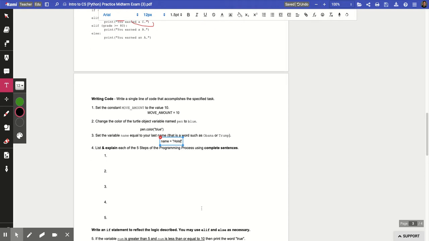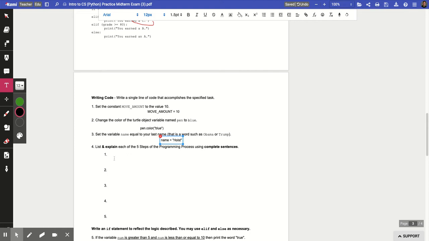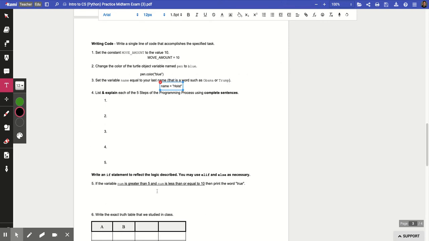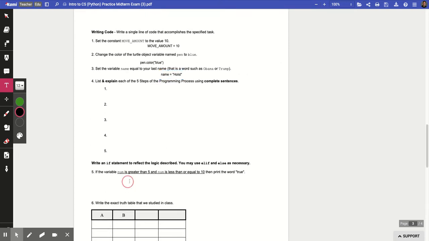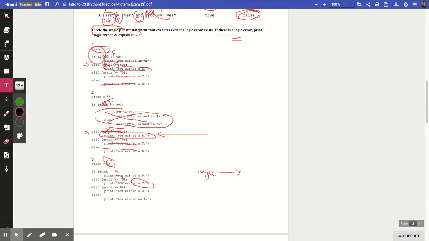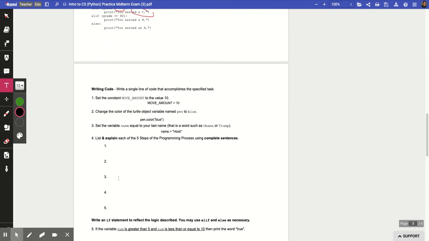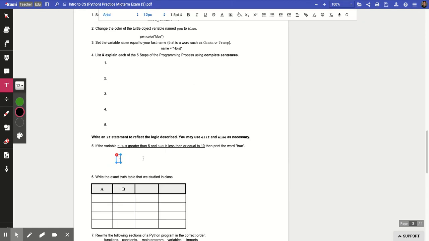Okay, you should all know the 5 steps of the PP, also known as programming process. List them in order and give me a nice, good sentence for each one of them on the day of the exam. Maybe 2 sentences. Number 3, that's an if statement, but you would look up here to copy one of these if statements and keep it simple. Don't add any extra stuff to it. If num greater than 5 and num less than or equal to 10, colon, indented for good style, print the word true in double quotes.